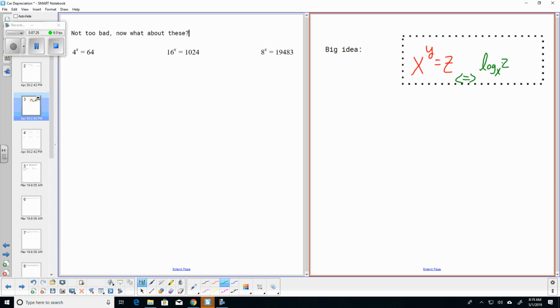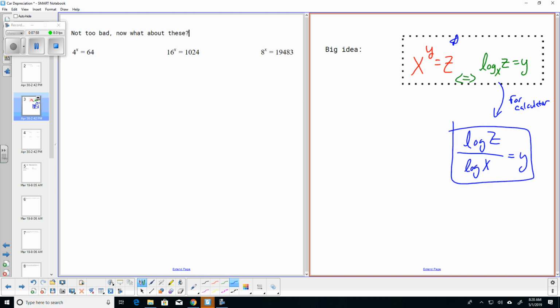And I know you don't know what that format is yet. I'm going to show you. It's not that hard, but that's the relationship. And this is what we're going to need for our calculator. So I'll write, for calculator, log of z divided by log of x equals y. So this is only for our calculator, but this is the big idea. So I'll show you how we run through it. I know it looks complicated, you haven't seen it before, but it's not really that big of a deal.